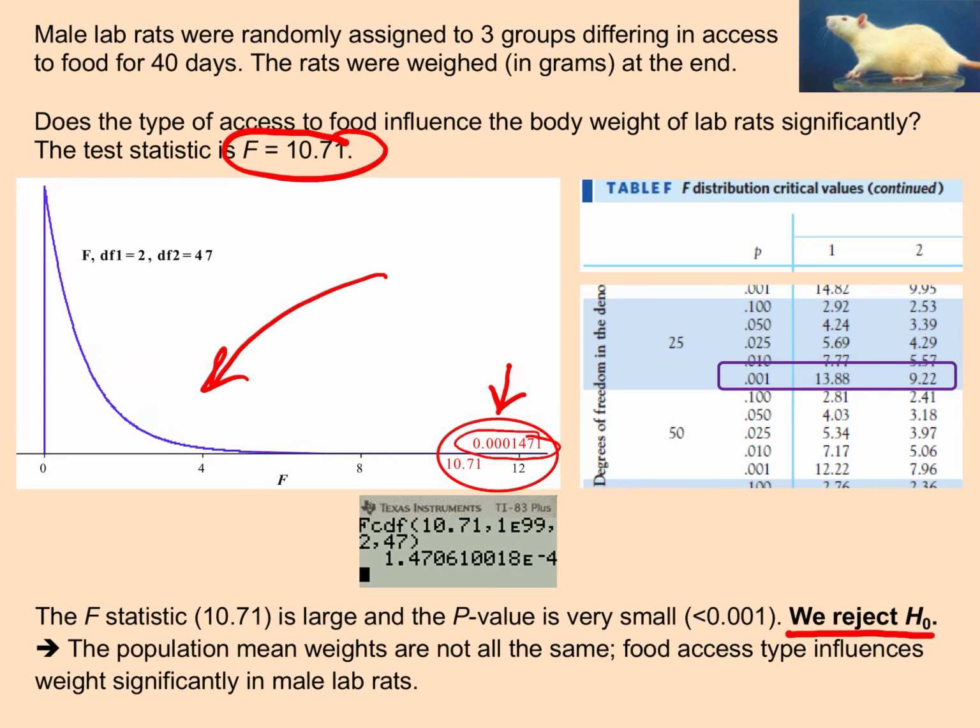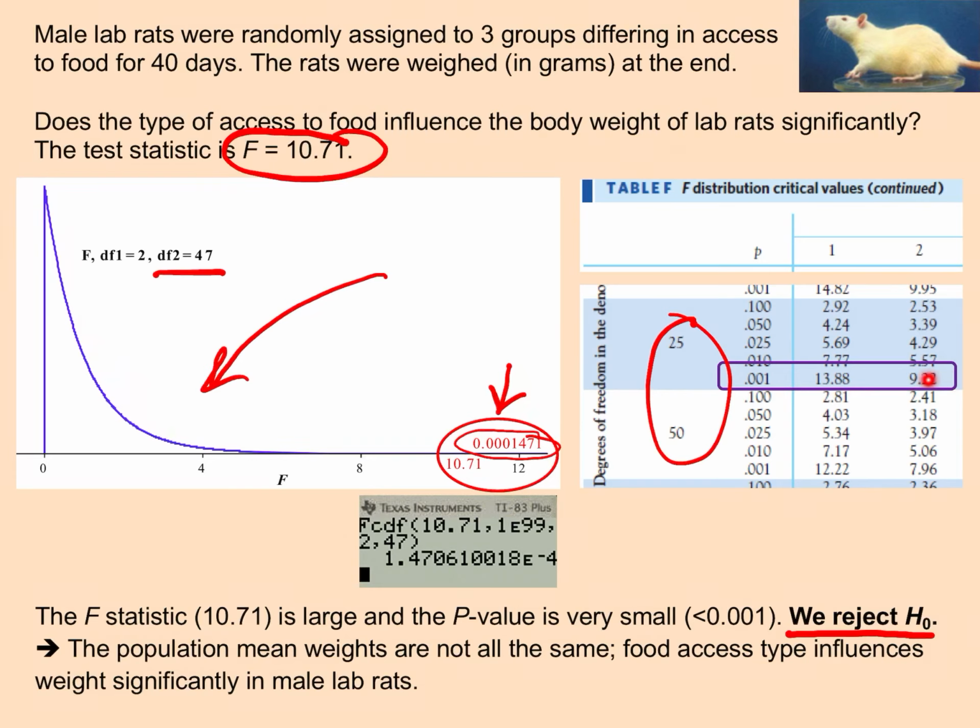Now, when you look at table F, for degrees of freedom in the denominator of 47, there is no 47 row. There's a 25 and a 50. So all you can do then is go to the next lower degrees of freedom, which is 25, and find the last number in that.